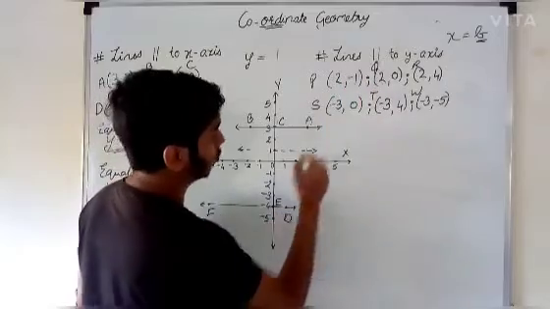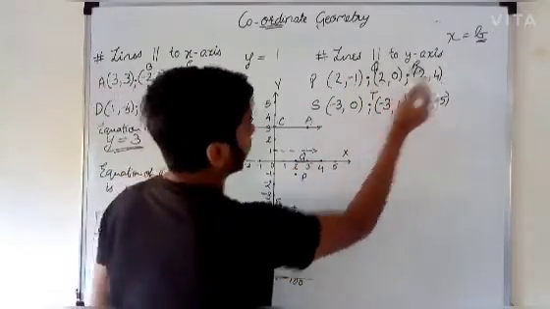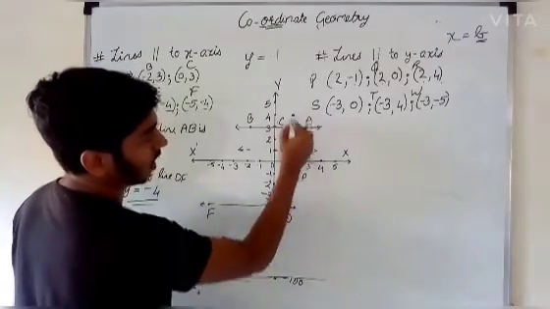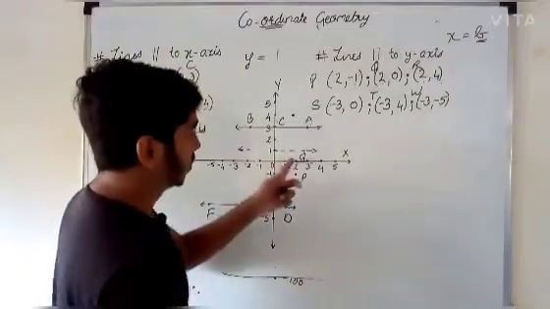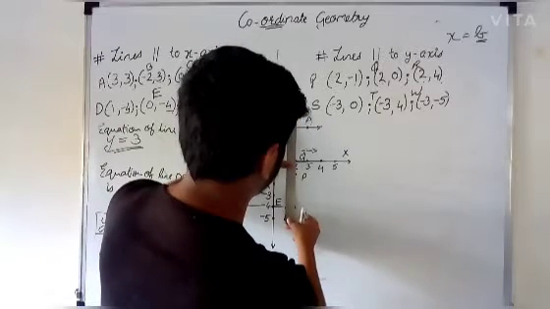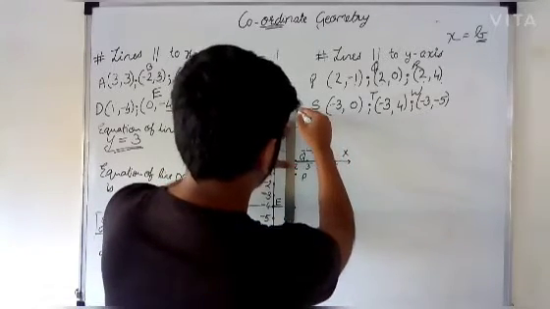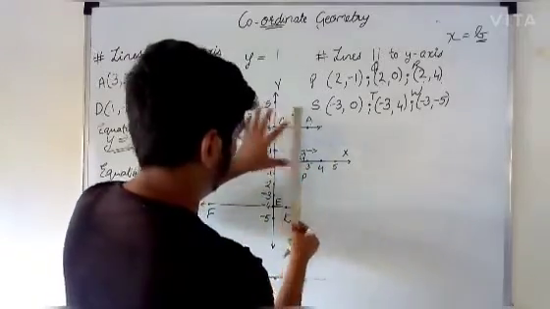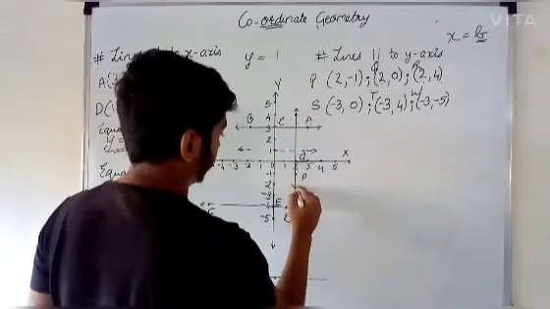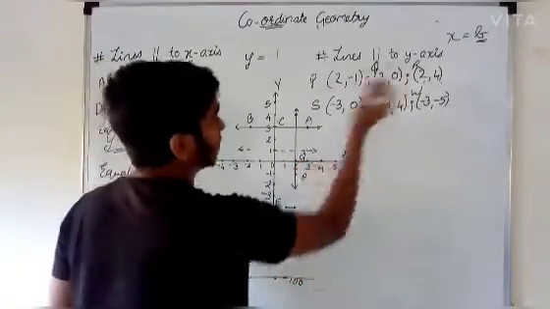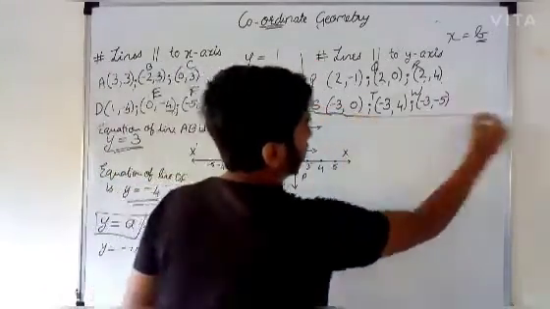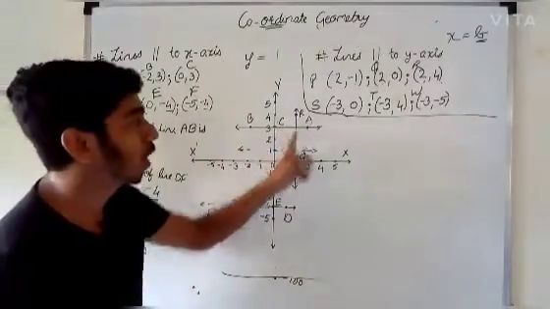2, -1 is P, 2, 0 is Q, and 2, 4, where is it? 2, 4 will be here. 2 and 4. Okay, so this point. So let's draw this now. So P, Q, and this is R. Correct? Okay, so we have got P, Q, R.